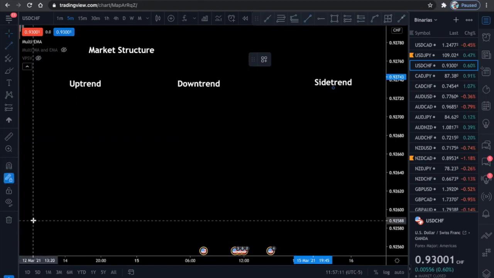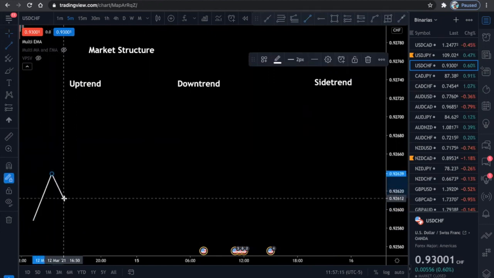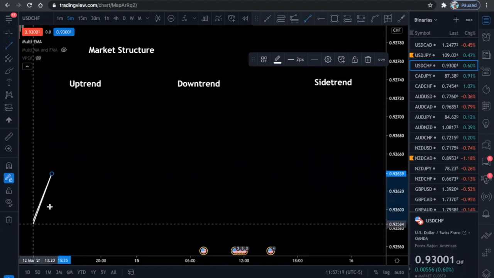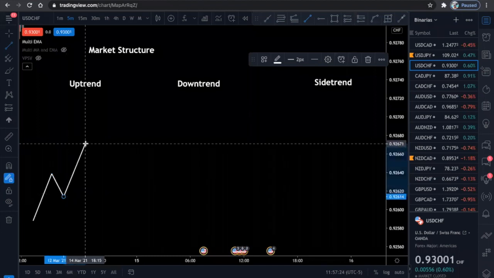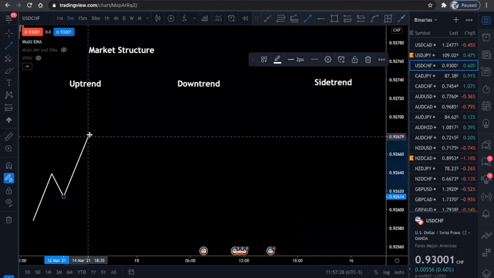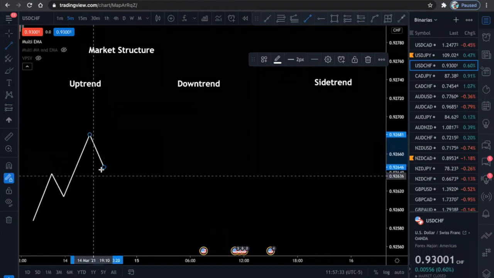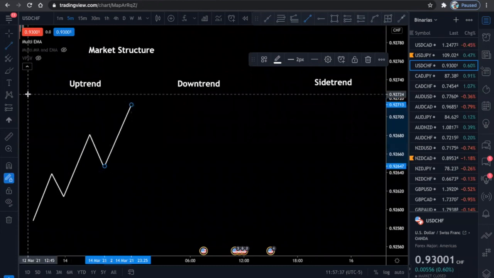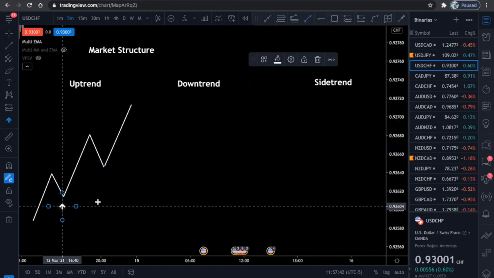When you have a move to the upside, then you have a move that is higher than the previous move, and then you have a new high that's higher than the higher high before. Then you have a new move that is a higher low than the previous low, and then you have a higher high, you can say you're in an uptrend. Why is this, Eduardo? Because there's always a higher low.